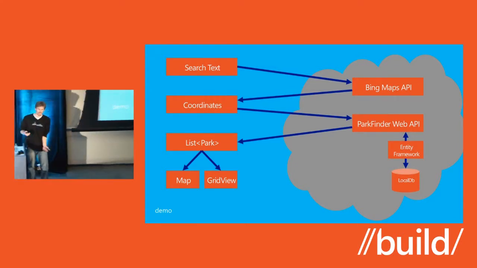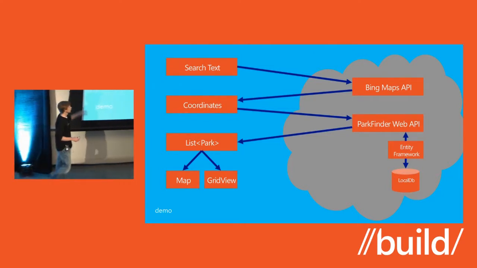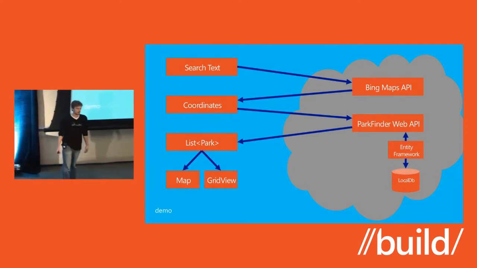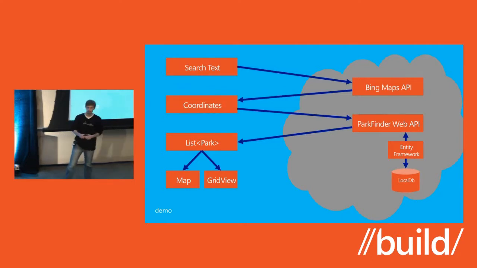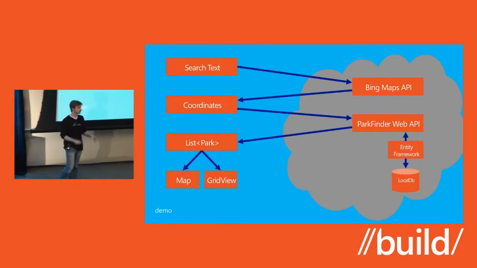Let's take a look at the architecture before we start diving into code. So the left-hand side of the slide represents what our application is going to be. It's going to start with some search text that your user is going to input. It's then going to reach out to the Bing Maps API, and it's going to take that text and turn it into a set of GPS coordinates. Once those coordinates come back, we're going to build a web service or a web API that will take those coordinates and return all parks that are in close proximity to the coordinates. Once we've got that and the results come back, we're going to bind them to a Bing map and a grid view on our design surface.